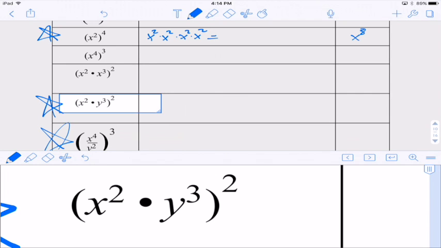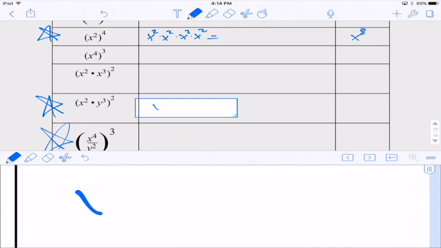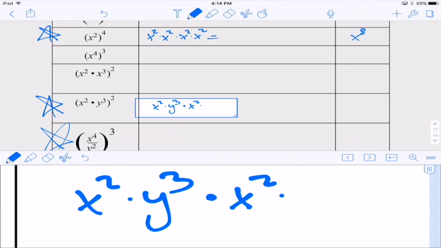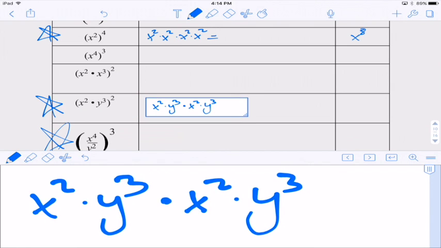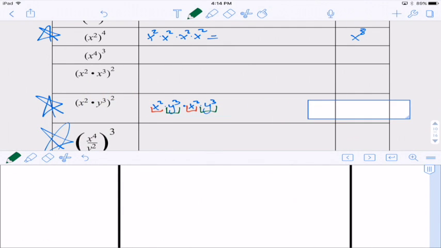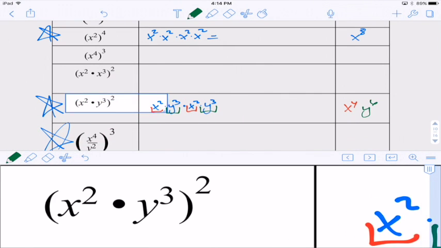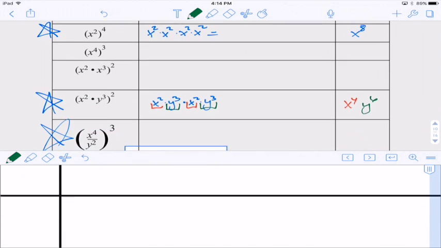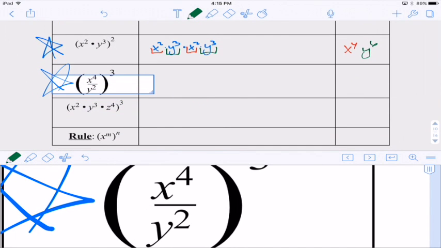Okay, so let's do 2 more. Now we're raising everything in those parentheses to the 2nd power. So that means we've got x squared y cubed times x squared y cubed. And if you remember how we combine those, we've got our x's, which will give us x to the 4th, and our y's, which will give us y to the 6th. So this is x to the 4th y to the 6th. Okay, I wonder if 2 and 2 and 3 and 2 have a relationship. Let's see if you can figure it out on your own.